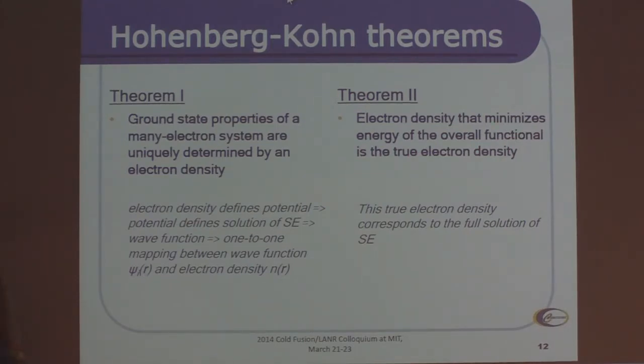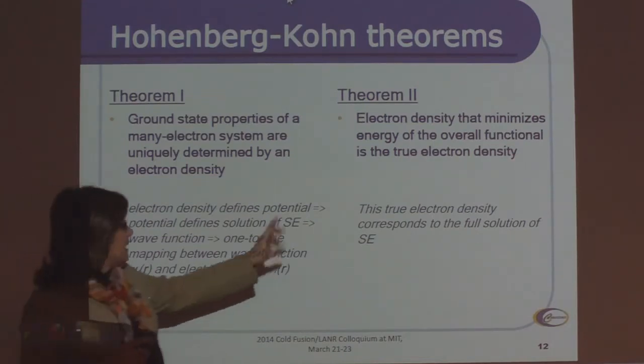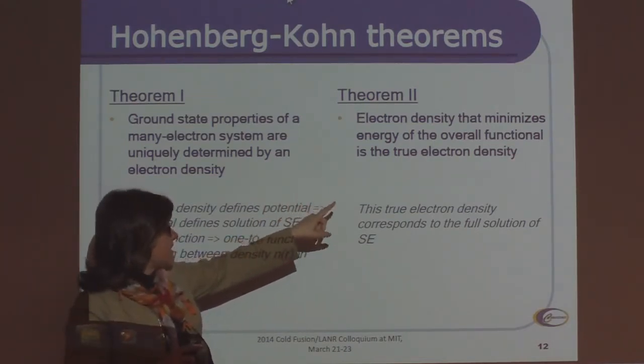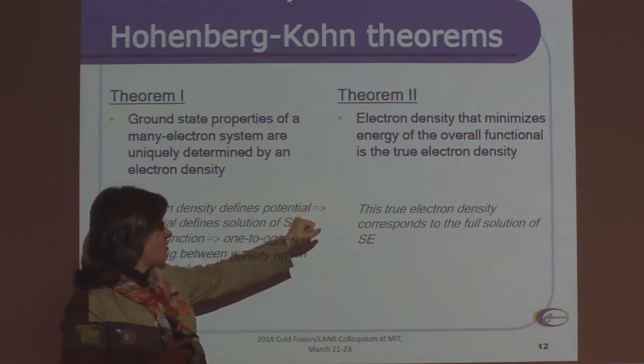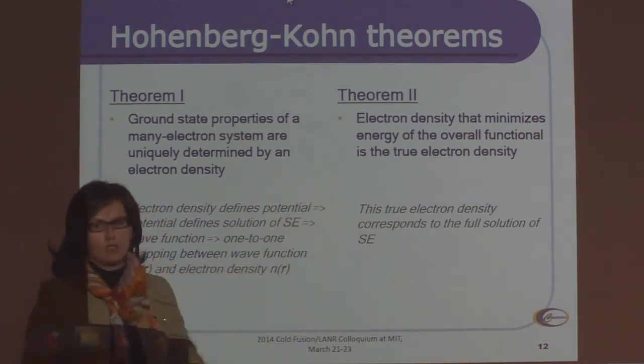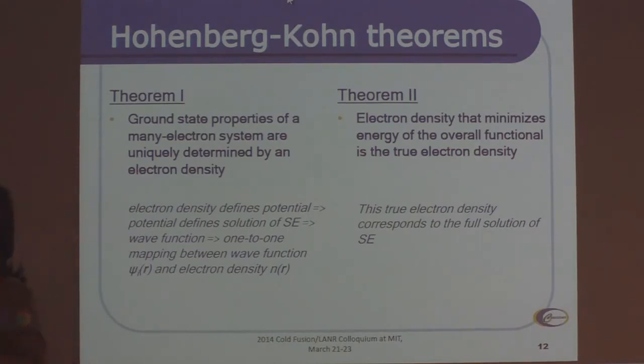What density? Any density? No. And for this purpose, we use theorem number 2. There's only one unique density, a unique solution of this problem. The electron density that minimizes the energy of the overall functional is the true electron density. So the ground state energy has a corresponding electron density. So that is our solution.